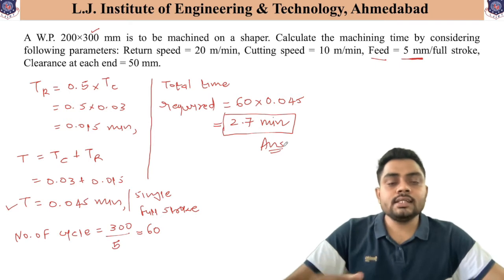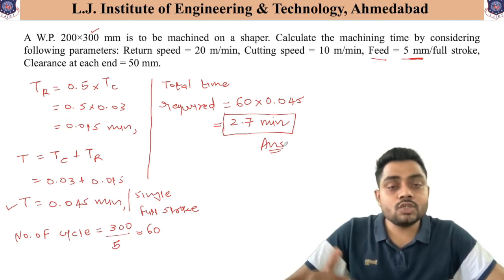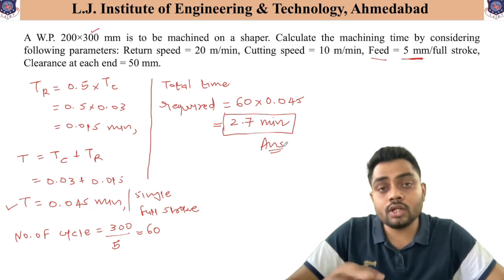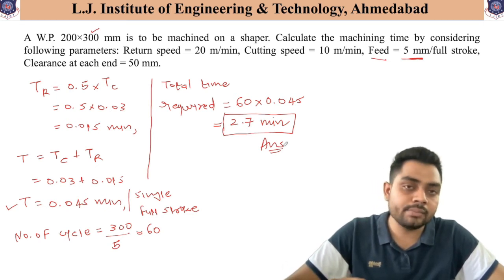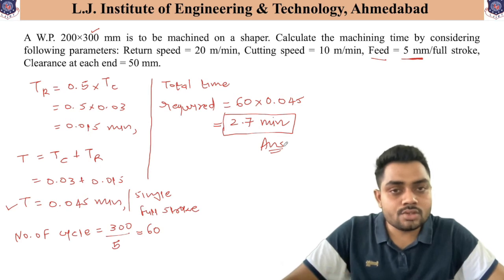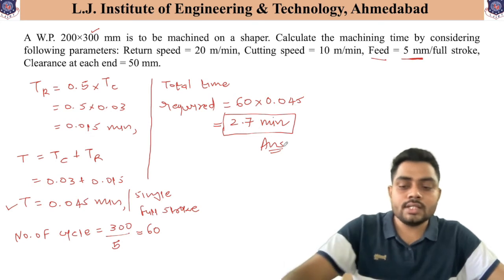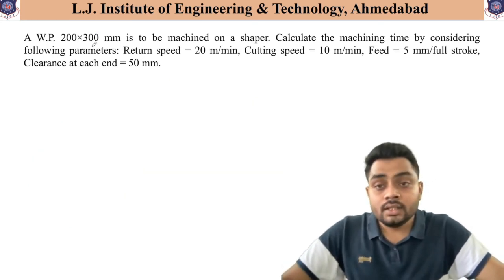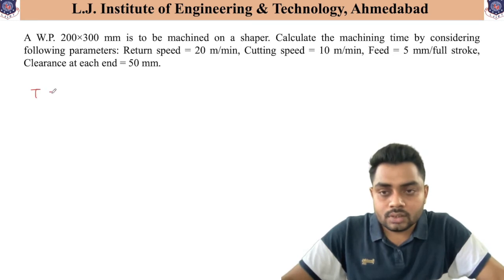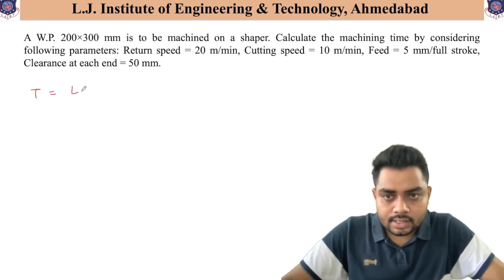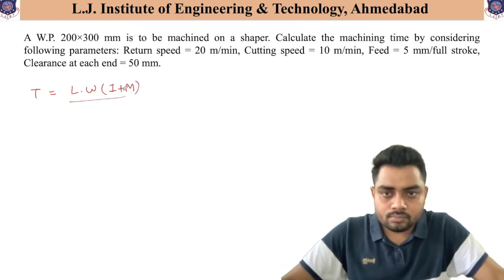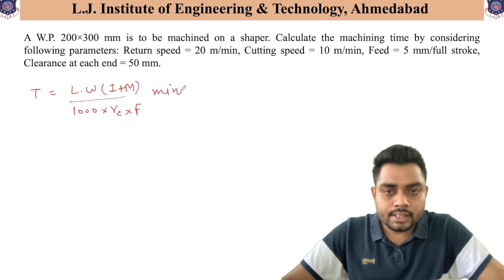Now, this is the standard logical procedure using which you can find the total machining time if you do not remember the exact equation. But there is one standard equation also available to find the machining time for the case of the shaper machine. So what is that? Let us write that. The total machining time required is L into (W plus 1) plus M divided by 1000 into cutting velocity into speed, and the answer you will get in minutes.